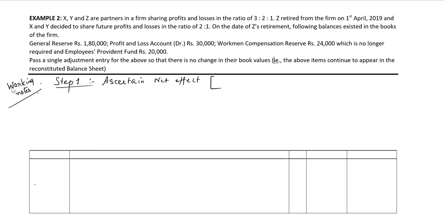We need to add the liability side items and deduct the asset side items. 1,80,000 general reserve. We'll deduct profit and loss account debit balance, which comes on the asset side of the balance sheet, accumulated loss, plus 24,000 workmen compensation reserve. Employees provident fund is a liability, it will not affect the solution. The answer to this is rupees 1,74,000.